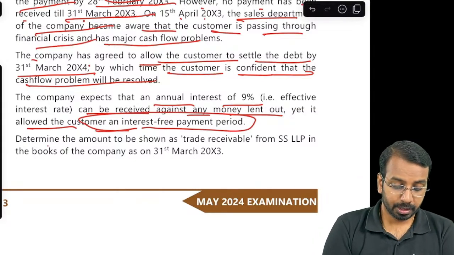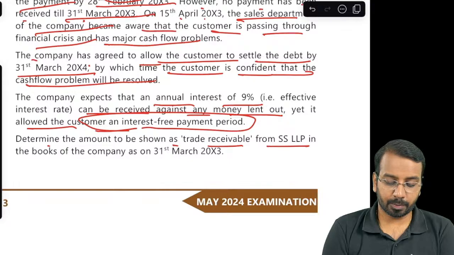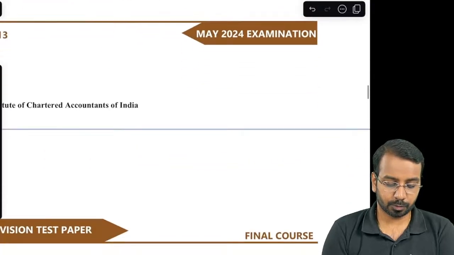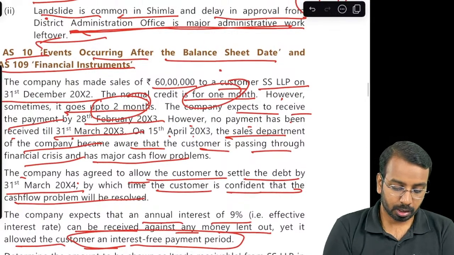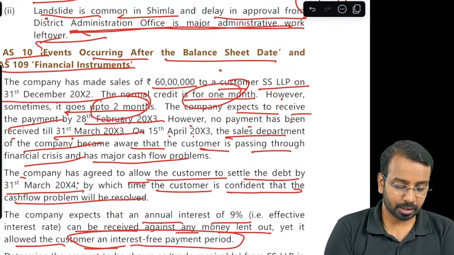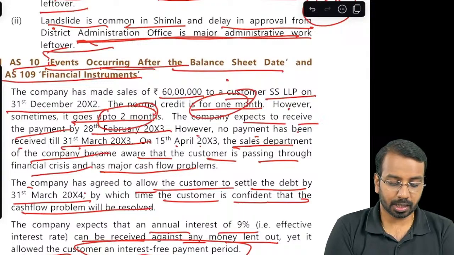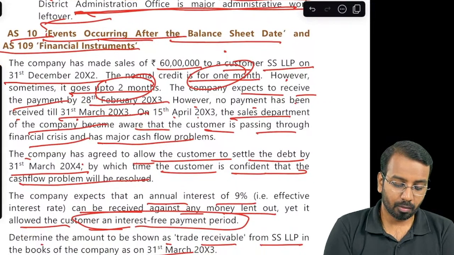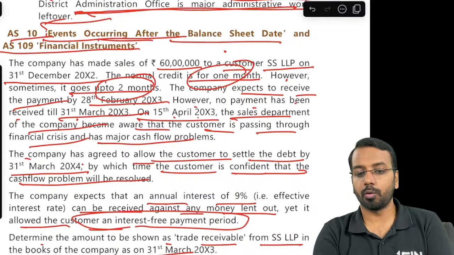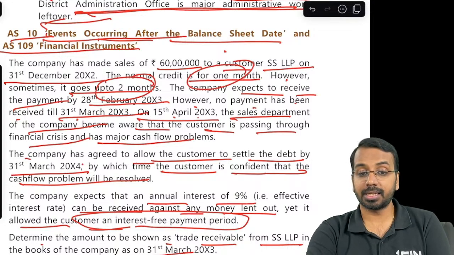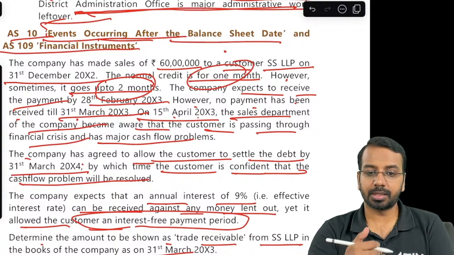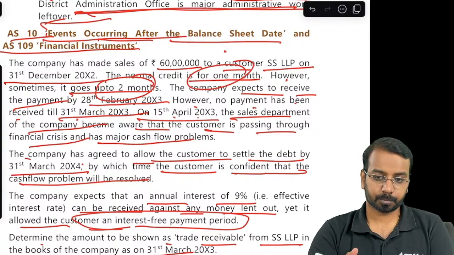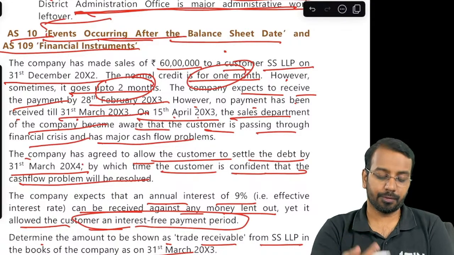Then, determine the amount to be shown as trade receivable from SSLLP in the books as on 31st March of year 3. Okay. Now, what has happened? They have said the question is on events occurring after the balance sheet, but they have not said when they have finalized the accounts. So, we have to assume that in this case, the financial statements have not been approved till 15th of April.